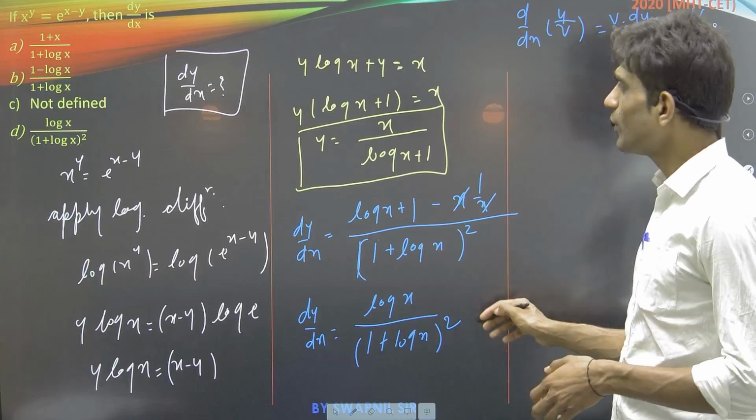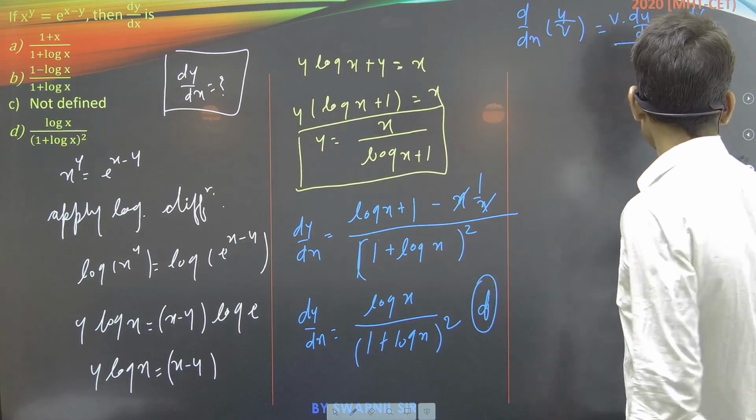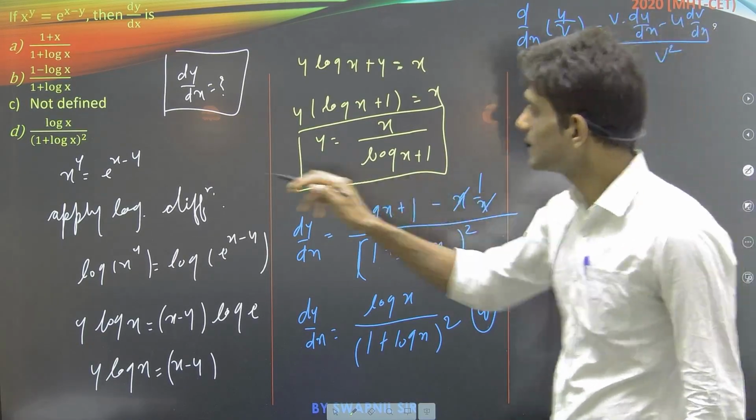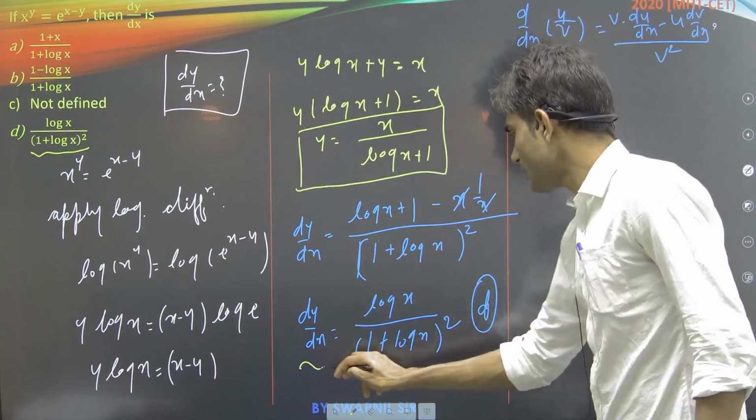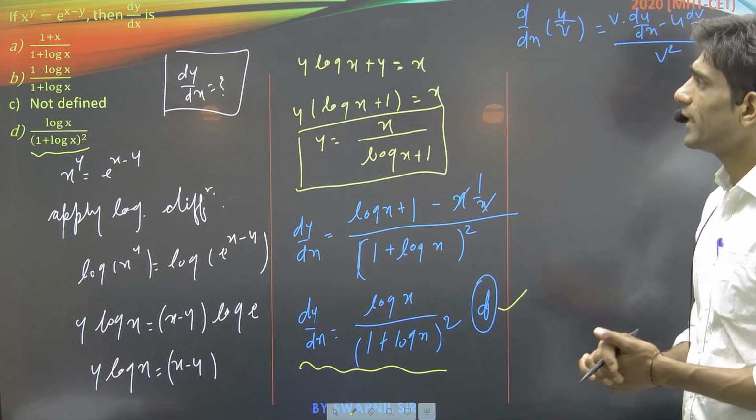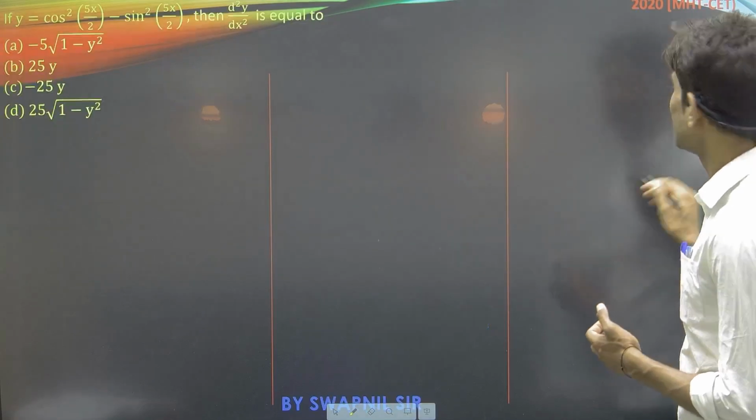Now see that in our option D we have the required answer. So this is our correct option D in our example. Now let's move on to the next example.